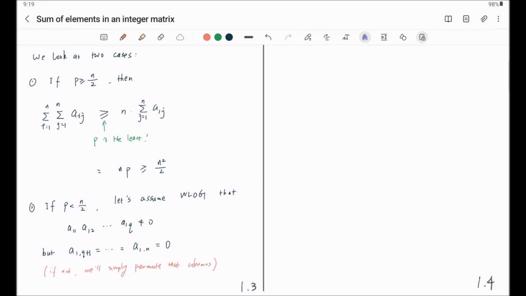It is easy to see that this P is greater or equal to q. That is because P is the sum of all elements in this row, but only the first q of them are non-zero. So P is equal to the sum of A11, A12, all the way to A1q. But each of them is a positive integer, so this is greater or equal to 1 plus 1 plus, there will be q ones. So P is greater or equal to q.